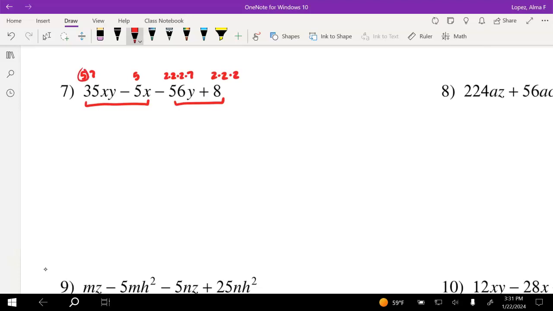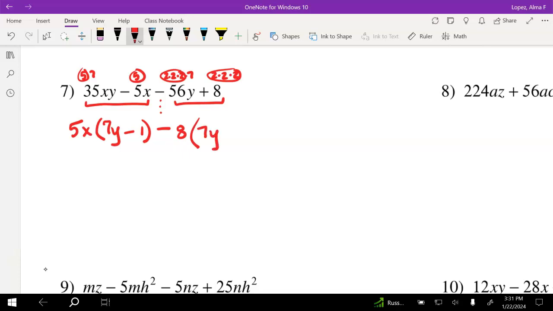After I do that, I notice that the first 2 terms have a 5 in common and an x. When I factor the 5x out of the first term, I'm still going to be left with a 7y. When I factor the 5x out of the second term, I'm going to be left with a negative 1. Now bring down the sign between the 2 groups. 56 and 8 both have 3 2's in common, or an 8. When I factor the negative 8 out of the first term, I'm going to be left with the 7y. When I factor the negative 8 out of the second term, I'm going to be left with a negative 1.